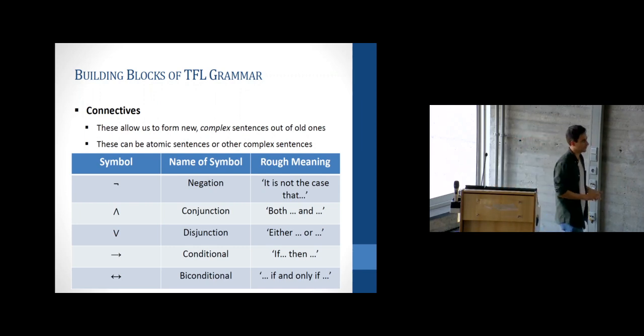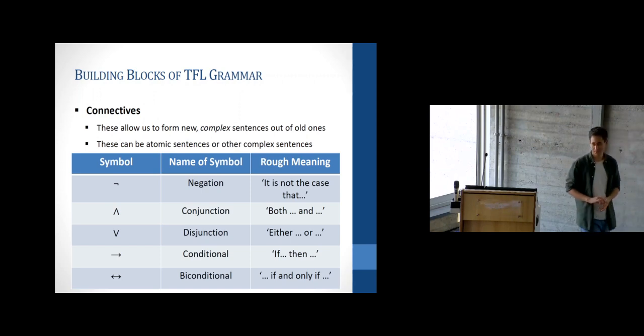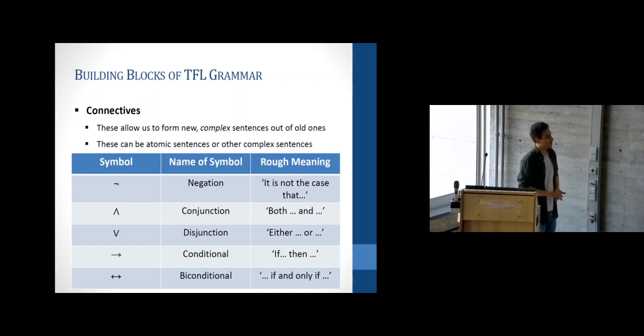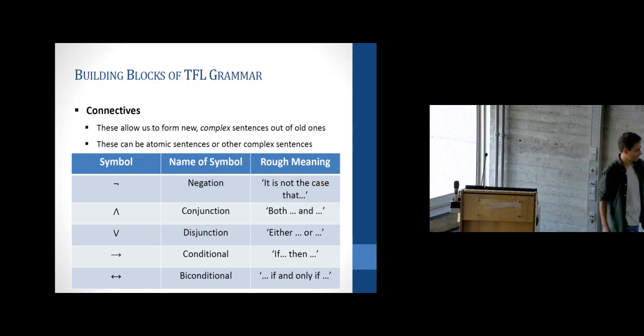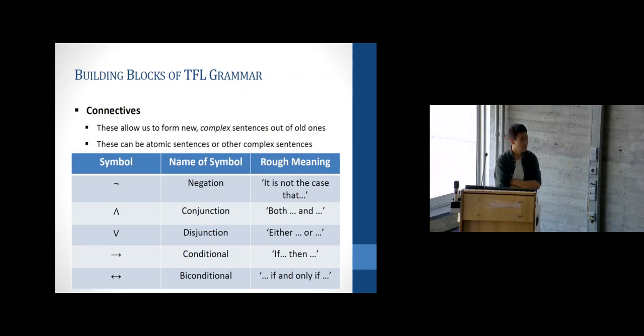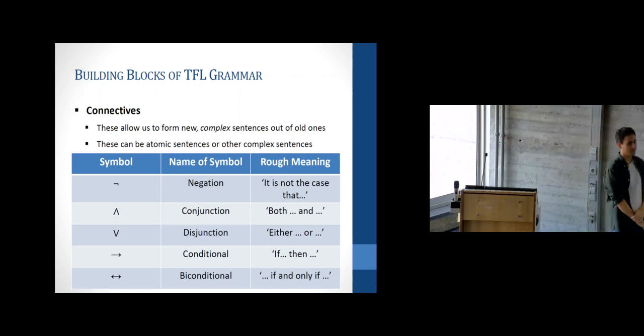Okay, now this is a lot of new stuff that we will cover today, a lot of new symbols and a lot of new names. We have in truth functional logic 5 connectives. These are called connectives because they connect sub-sentences, like atomic sentences of truth functional logic. And with them we build more complex sentences. Okay, so we will cover today the negation, the conjunction, the disjunction, the conditional, and the biconditional. They have these cool symbols.